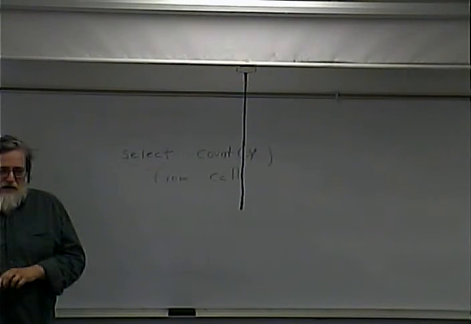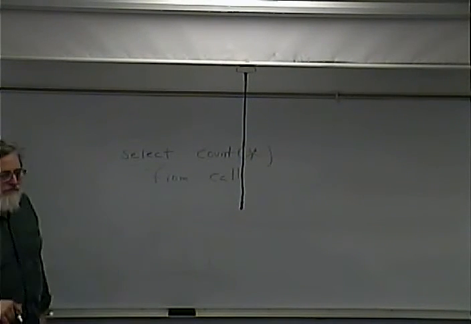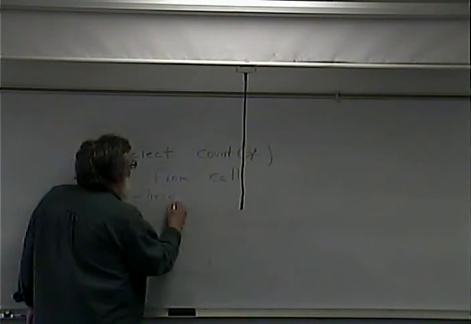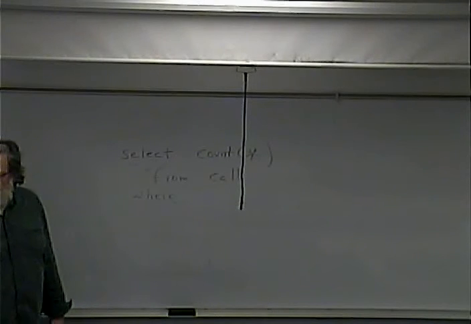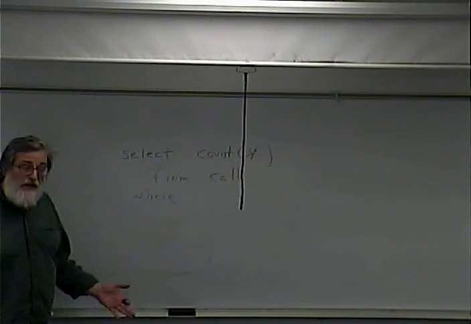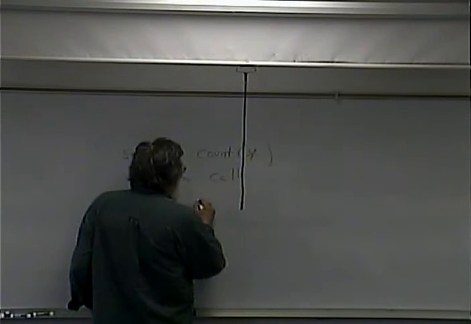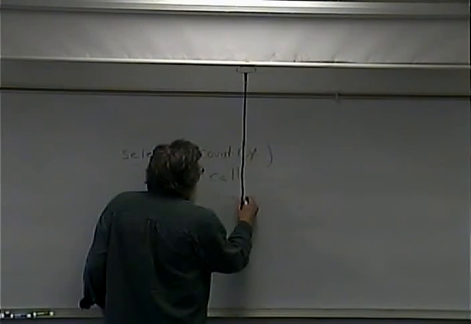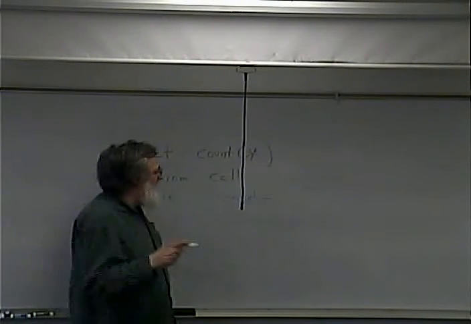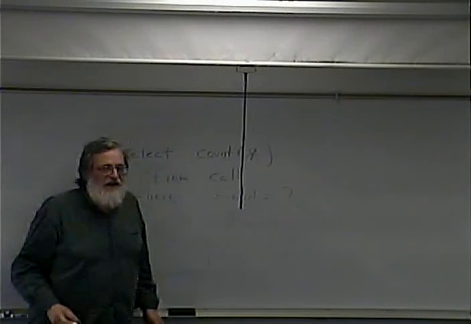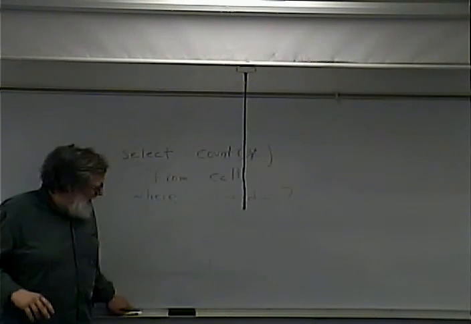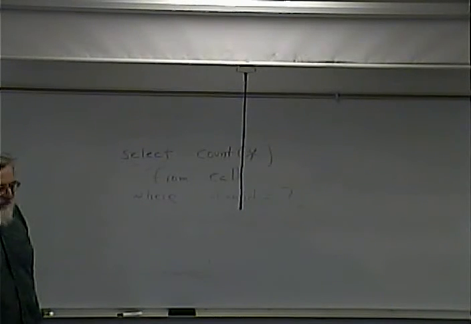Where customer ID equals question mark. Exactly. Where? I don't want to see the count of the number of calls, I want it broken down by customer. So, in this case, specifically, I'm only interested in one customer. So I can say where customer ID equals what? Question mark. I don't know. Question mark. That's going to work for a good part of this class. If you don't know, just say question mark, all right?